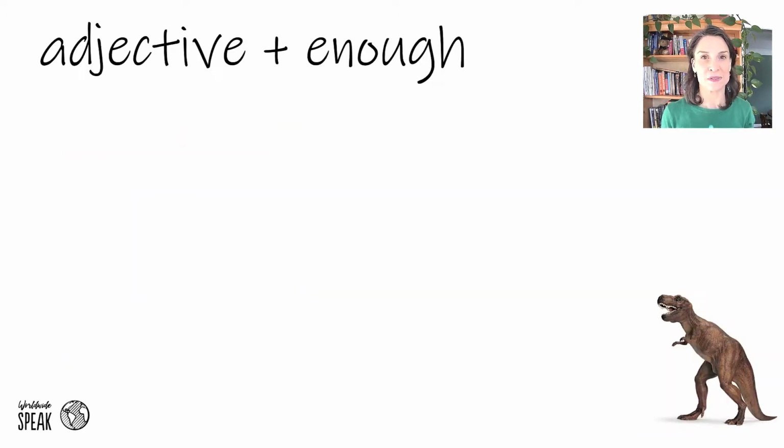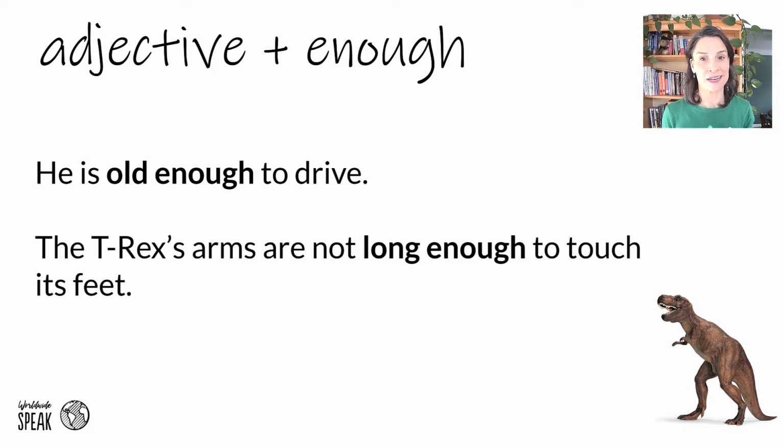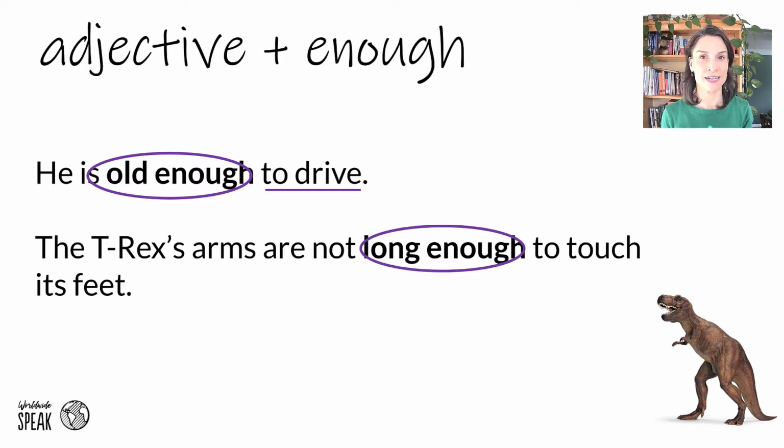So notice that I used the words old enough. I'm using an adjective in front of enough like this. He is old enough to drive a car. The T-Rex's arms are not long enough to touch its feet. They're not sufficiently long. So adjective plus enough. And then again, we can use this structure with an infinitive. Old enough to drive or long enough to touch its feet.